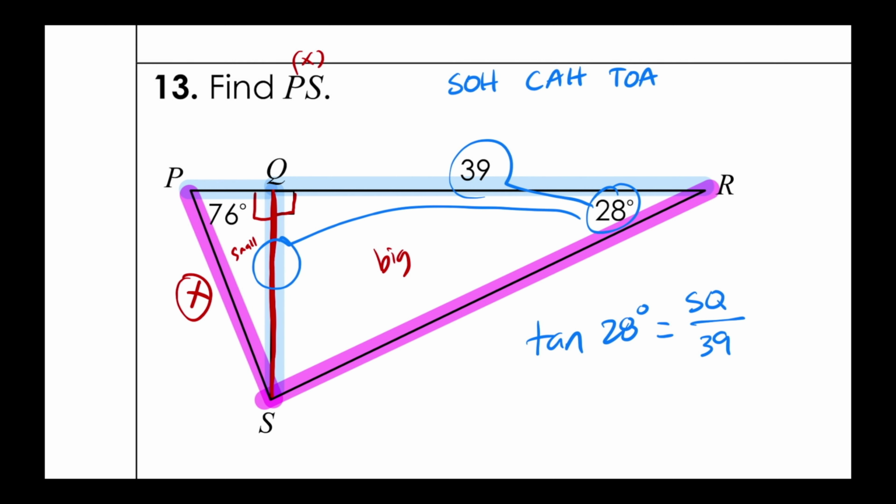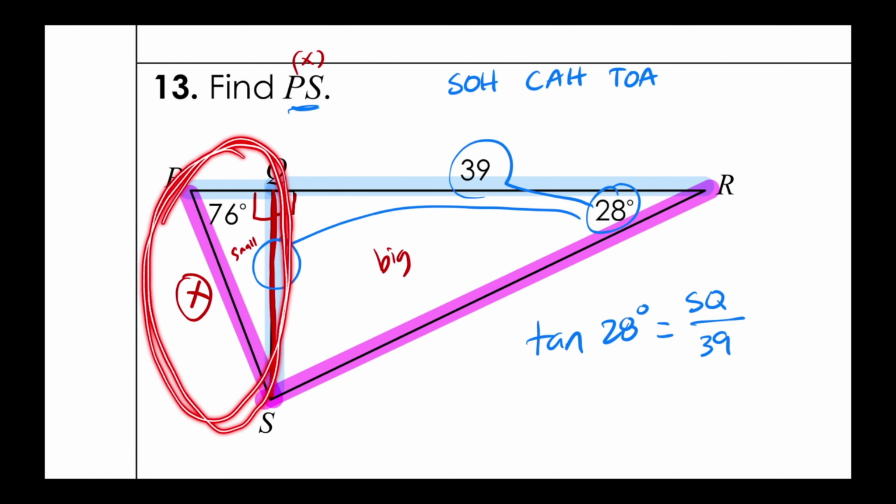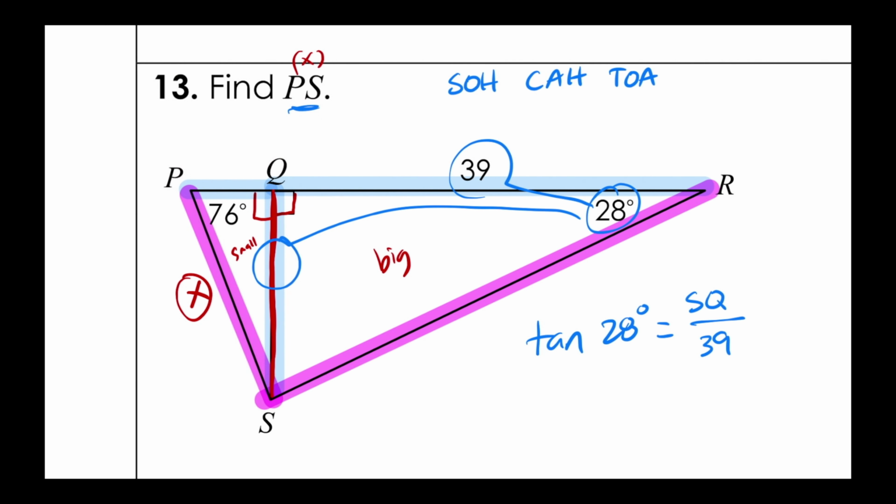But mister, why are we finding SQ? That's not what they're asking for. They're asking for PS. Yes, I know, student. But we're using SQ so we can have more information for the small triangle right here, because I'm going to use the small triangle to find my PS, to find what I want to find. But I need to know the length of that. And this triangle cannot help me find this length, but it can help me find this length because opposite, adjacent.